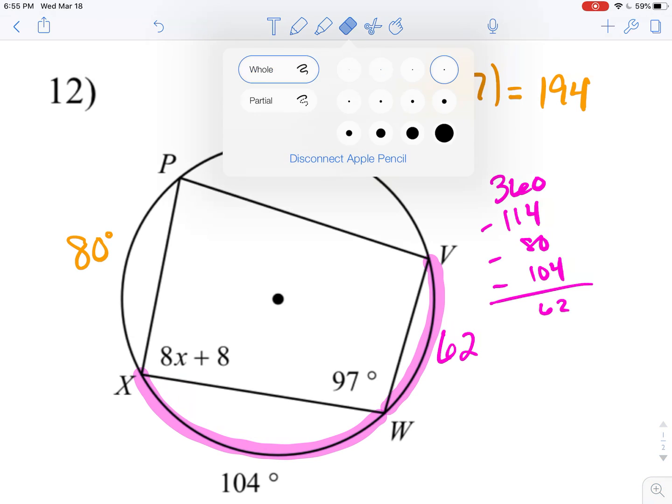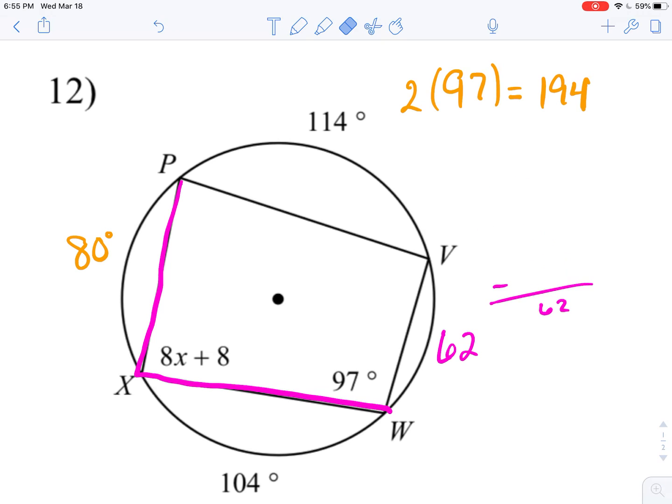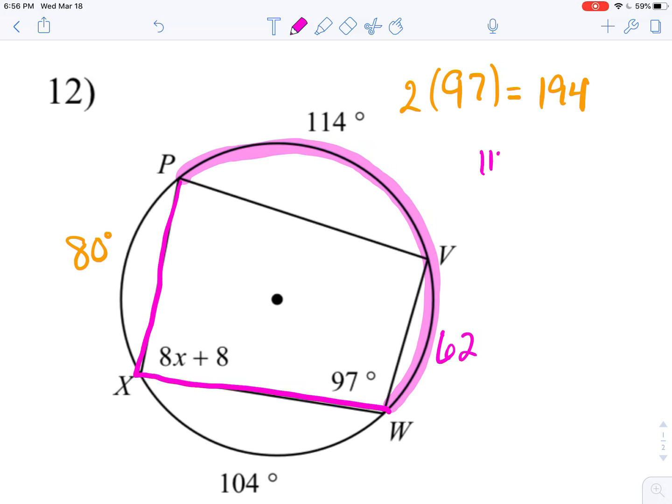All right. So, as of right now, I still don't know x, but x is this angle here. So let's see. What does x, or what does that angle intercept rather? What arc does that angle intercept? If I connect those endpoints, then 114 plus 62 is 176 degrees.